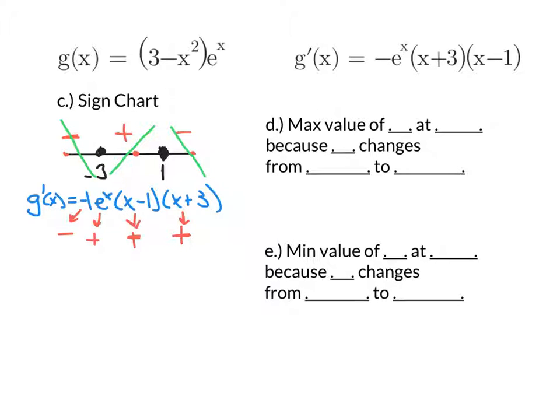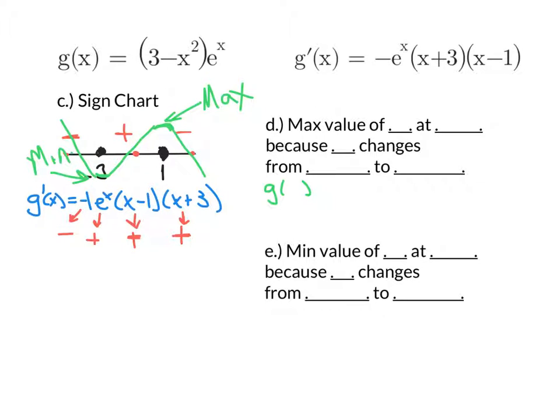At both negative 3 and positive 1, the derivative is 0, which means we'll have maximums and minimums at those 2 points. Once we have a graph of this, it's kind of obvious that at 1, that's where we'll get a max. And at negative 3, that's where we'll get a minimum. So now you're asked to describe in parts D and E those maximum and minimum values, where they occur, and why they happen. In order to find the maximum and minimum values, we need to determine what g of 1 and g of negative 3 are.